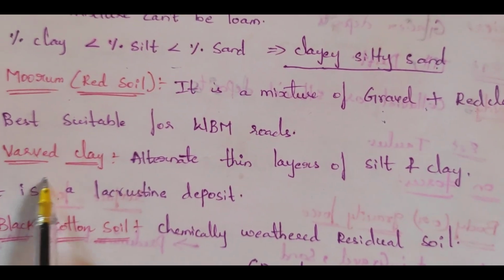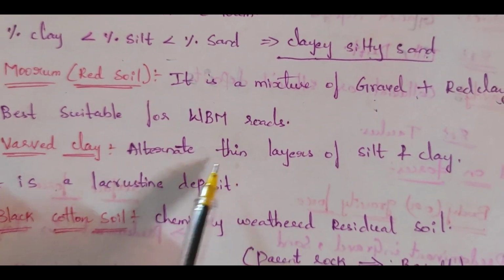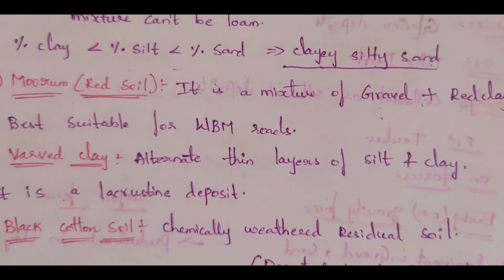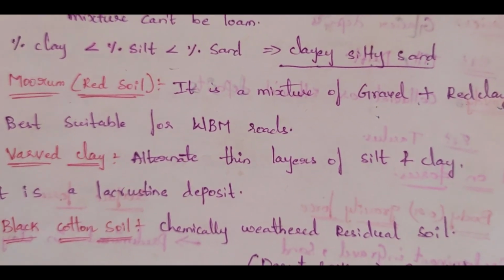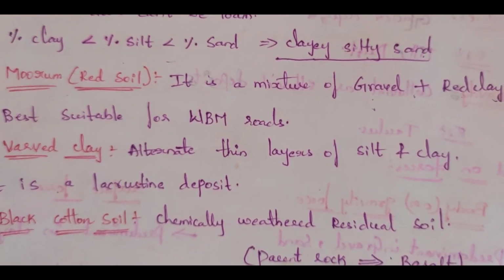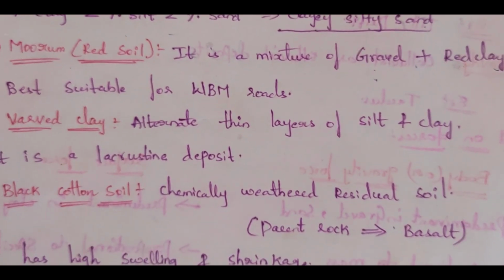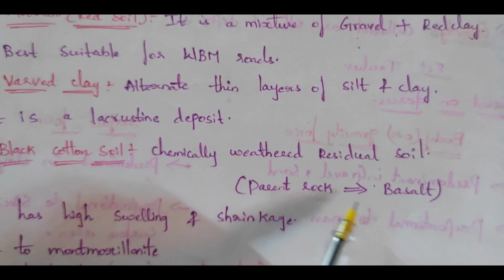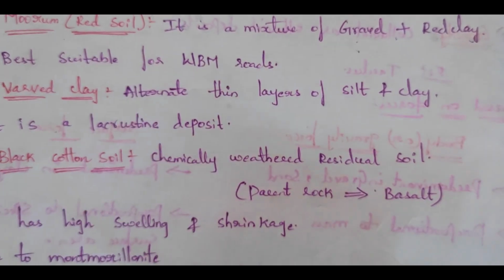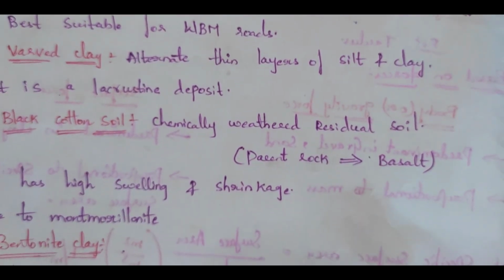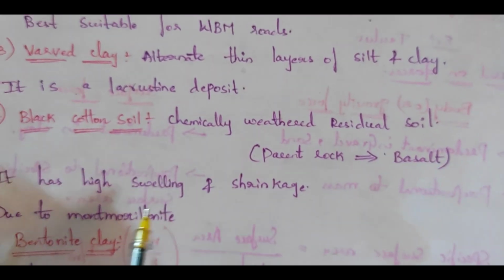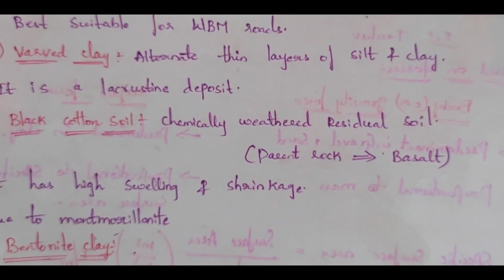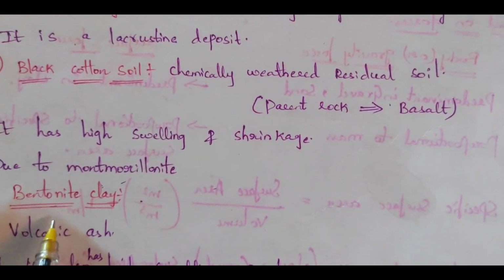And third one is warwood clay. Warwood clay means alternate thin layers of silt and clay, and it is a lacustrine deposit. Next one, black cotton soil. Black cotton soil is a chemically weathered residual soil, whose parent rock is basalt. It has high swelling and shrinkage property due to the mineral called montmorillonite.